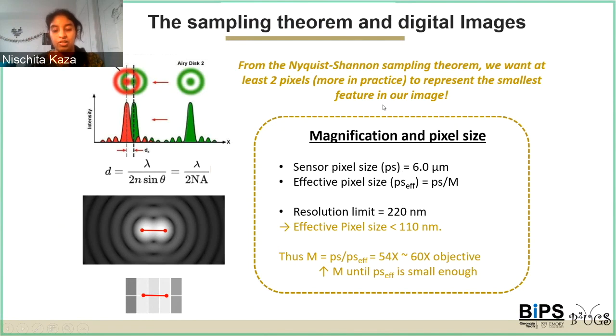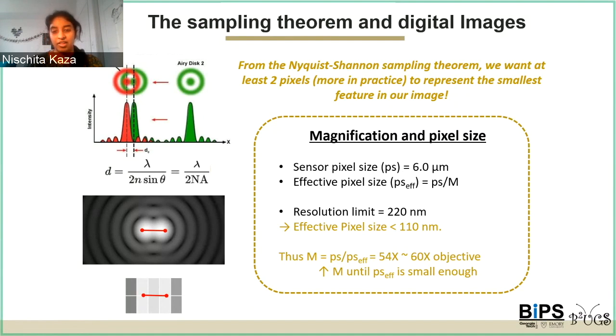Now, based on our resolution limit, we essentially want the effective pixel size to be less than 110 nanometers. So we see that the required magnification in order to be adequately sampling would be close to 54x. So we can easily use a 60x objective and be able to sample adequately. The other option would be to change your detector, but obviously it's easier to just increase the magnification in your system, because remember, you can always add other lenses in your system to increase the magnification, and it need not just be dependent on the objective.